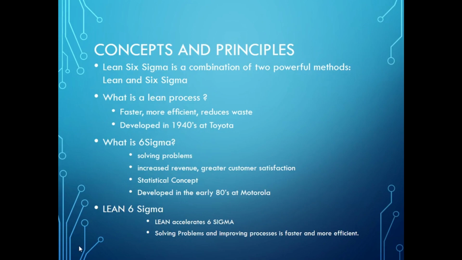So finally, Lean Six Sigma. Lean accelerates Six Sigma. Solving problems and improving processes is faster and more efficient. It increases organization revenue by streamlining processes, decreases costs by eliminating waste from processes, and improves efficiencies.